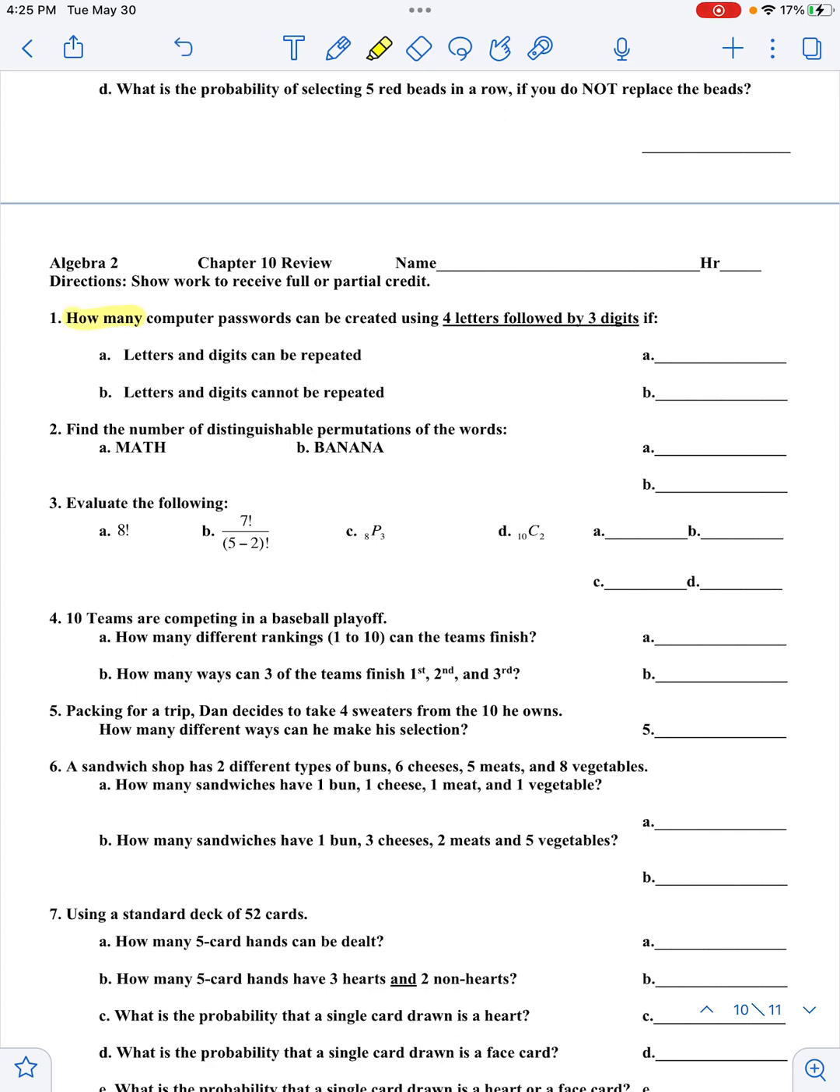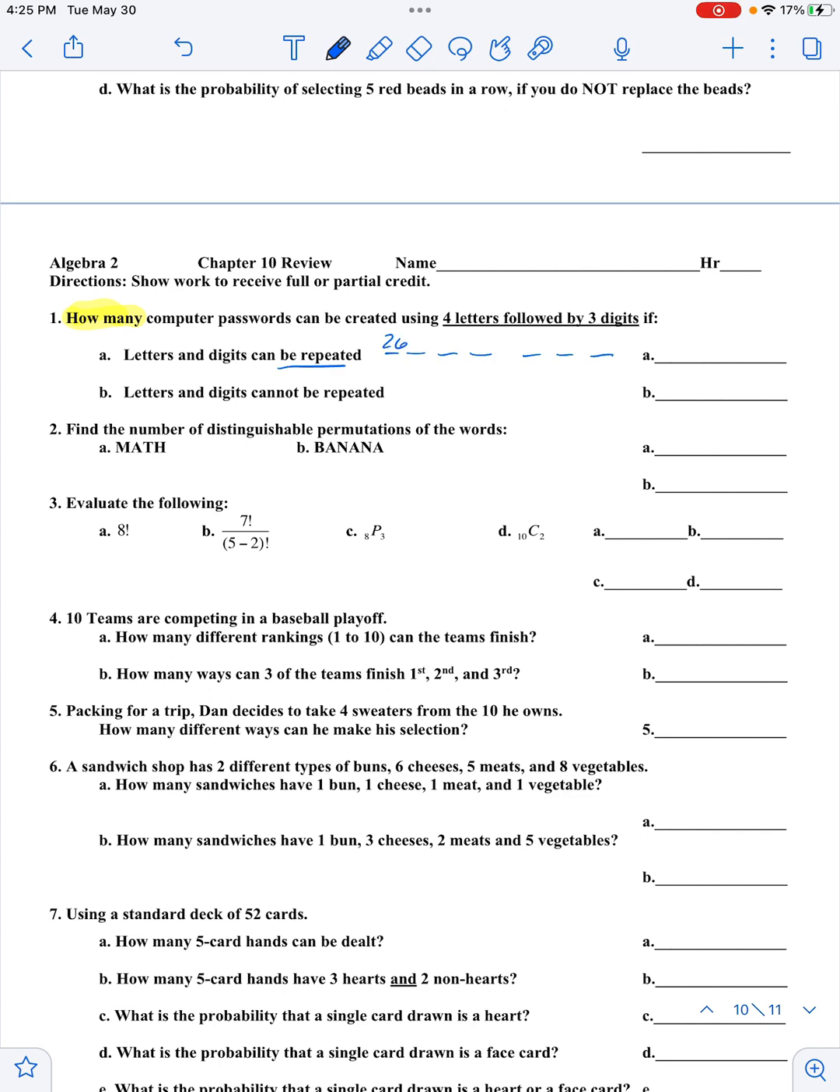Whenever it says how many, you're just counting, you're not doing probability. Can be created using 4 letters followed by 3 digits. So this is that fundamental counting principle. Here it says you can repeat them. So I'm gonna have 1, 2, 3, 4 letters and then 3 digits.